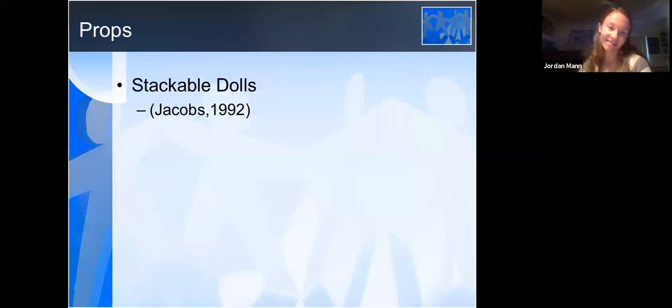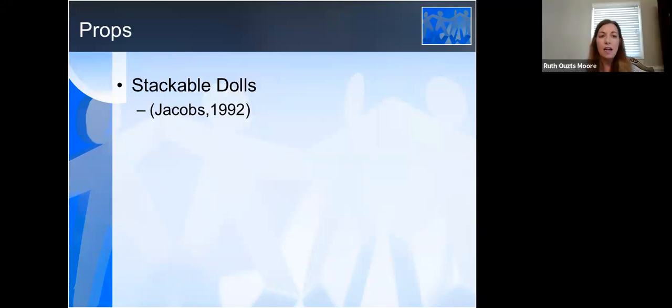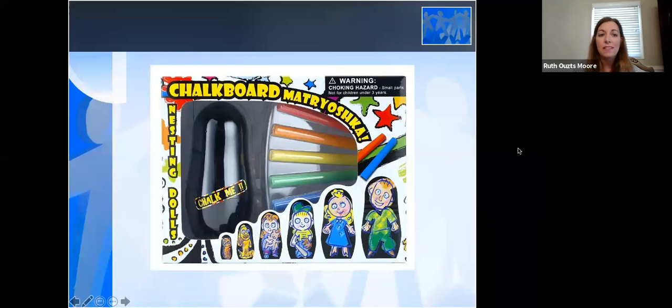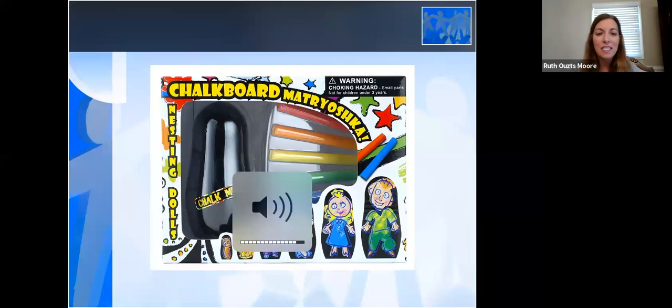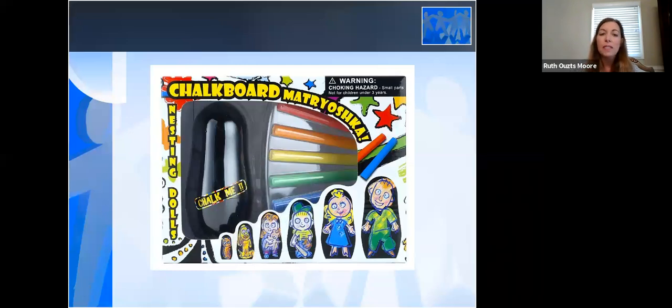Yeah, I agree. The other thing that I will use in sessions is the stackable dolls. If you have ever read any of Ed Jacobs' work, Ed Jacobs is a creative counselor and a very active, longtime member of ACC. You've probably seen these little stackable dolls, nesting dolls is what they're called. You can get them as animals, or the little Russian looking dolls. I found these on Amazon that are made of chalkboard material, and you can use chalk. I also have some that are made out of dry erase.